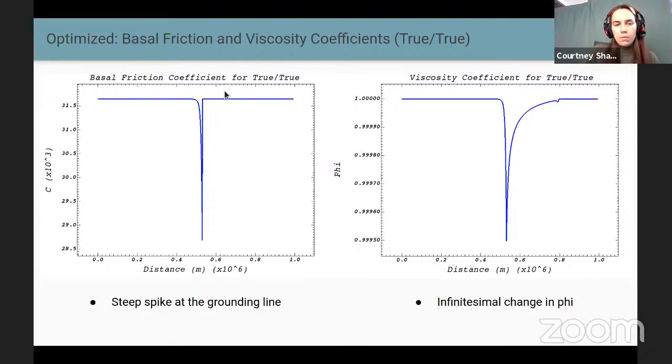So also, again, this is based on the Weertman sliding law. So for any other sliding laws, you would probably still be able to see the spike, but it just wouldn't be as pronounced. So again, because this is both basal friction and viscosity being optimized, we can also see the viscosity changing here. There is a very infinitesimal change in phi for the viscosity coefficient, but we could see that the basal friction coefficient solve primarily dominates this just from how infinitesimal this change is.